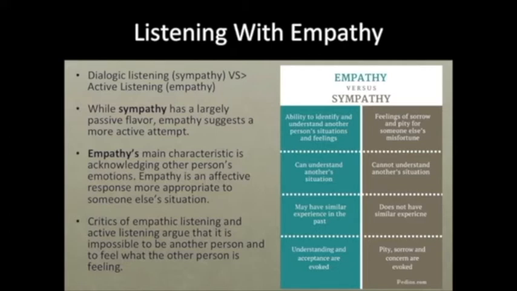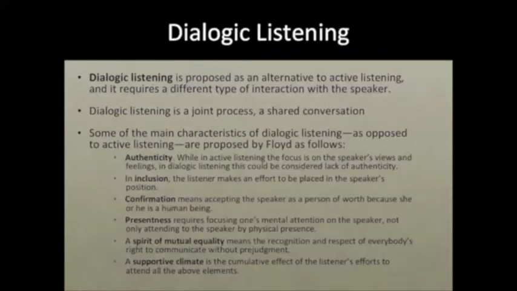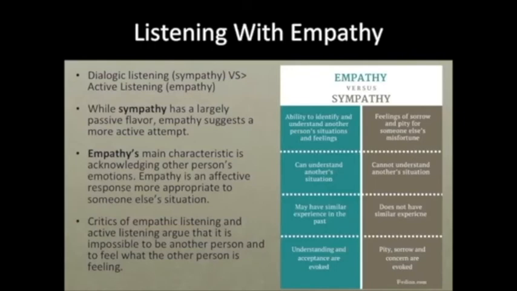Now, dialogic listening certainly has a lot of merit, and it focuses on things like authenticity, inclusion, confirmation, presentness, a spirit of mutual equality, and even a supportive climate. But at the end of the day, it says that it's impossible for us to empathize with another person. Well, I disagree. I think it's possible to empathize, and that's critically important in this day and age, right? So that's the main difference between the two. Dialogic listeners, and the knock on people who believe in empathic listening, say that it's not possible to be empathic, right? Because you just can't possibly be another person.